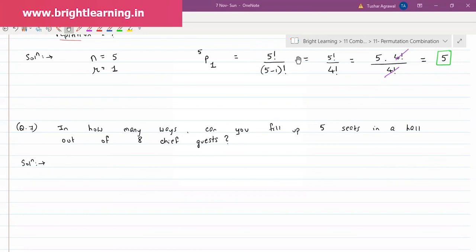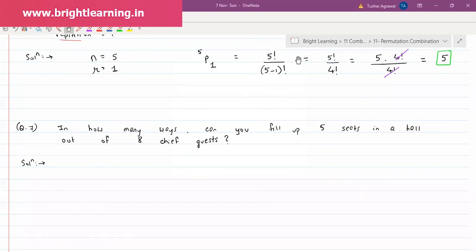Kartikeya, you can do it with the formula, but you should be able to convince yourself that the formula is applicable. I will give you the answer: the formula is applicable over here. N equals 8 and R equals 5. So 8 factorial upon 8 minus 5, that is 3 factorial. 8 factorial upon 3 factorial is the answer.